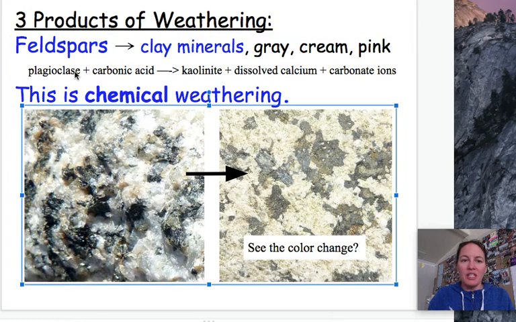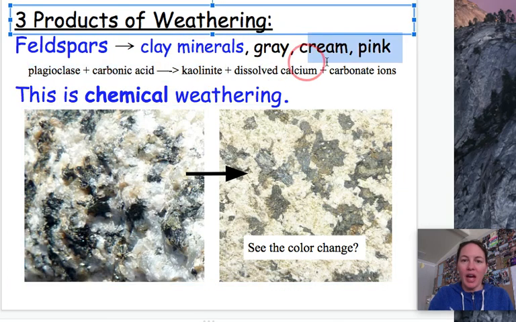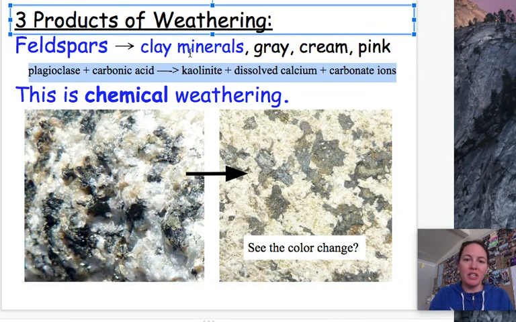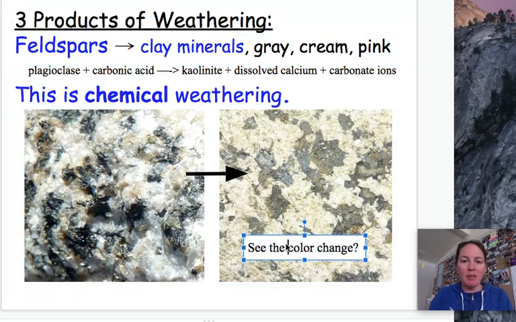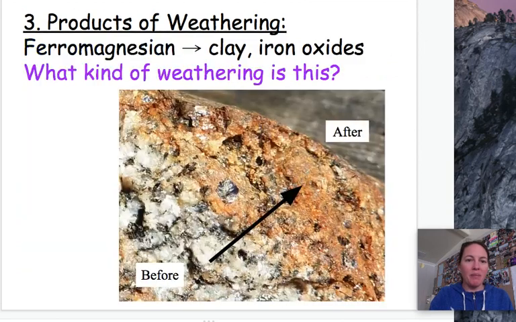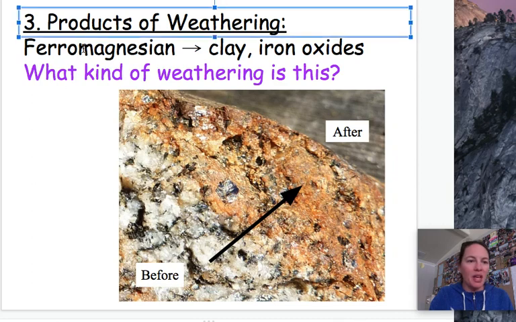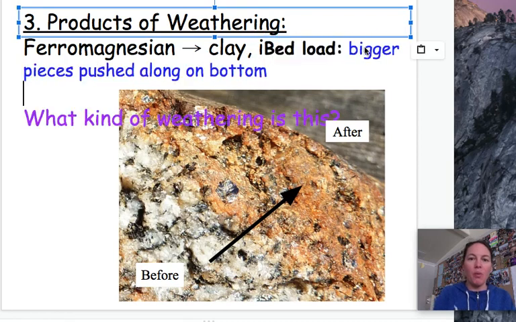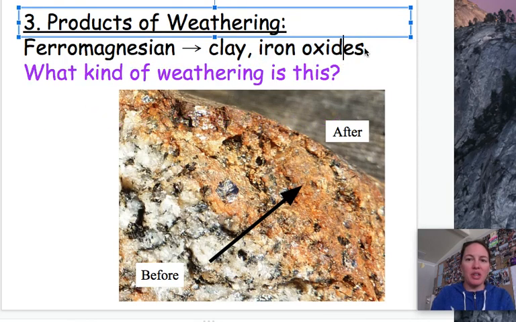One of the tips you have is this chemical reaction, right? When the minerals change from one type to another, you have chemical weathering. But the other indication you have that it's chemical weathering is when you see a color change from one to the other, that's a hint that a chemical reaction took place. Last product of weathering that you will see in our lab is ferromagnesium can turn into clay and iron oxides. So this is the other thing it can turn into. What type of weathering do you think that this would be?